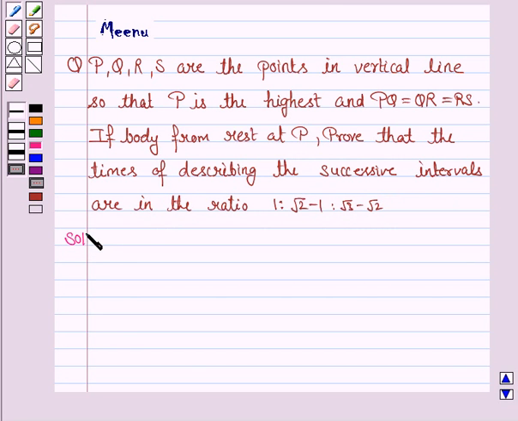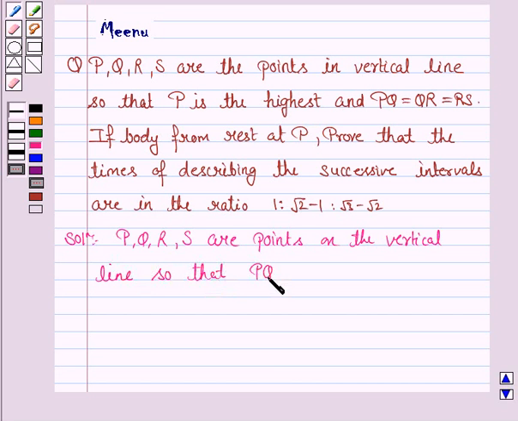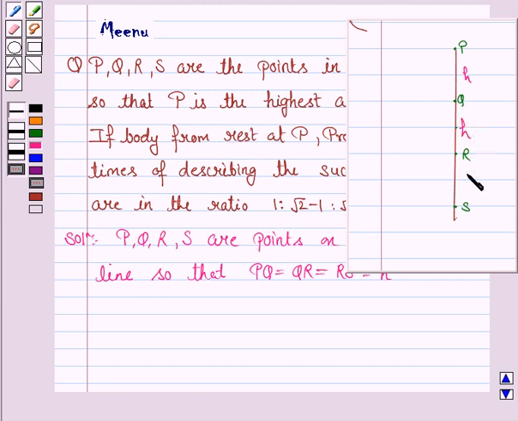So let's now move on to the solution. We are given that PQRS are points in a vertical line so that PQ is equal to QR is equal to RS. Let this be equal to H, because this much is H, this much is H, and this much is H. So, PS is equal to 3H. Now, we have to find the time taken to descend the distance PQ, QR, and RS.